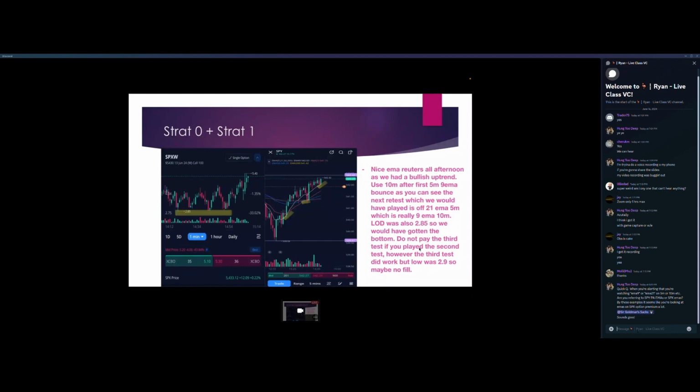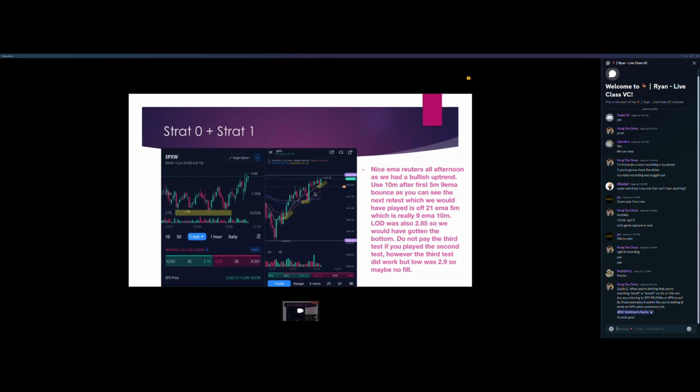Do not play the third test if you played the second test. However, the third test did work, but low was 2.9, so maybe no fill. Meaning, like, if you put 285, you would have not got filled here. That's why I always like to put 5 cents above, maybe 2.9, and you get filled. And it worked out. This is the third retest right here. This is the third retest. So this is an example where the third retest did work. However, I don't like playing the same setup twice, so we probably would have entered off the second retest, and we would have been fine.